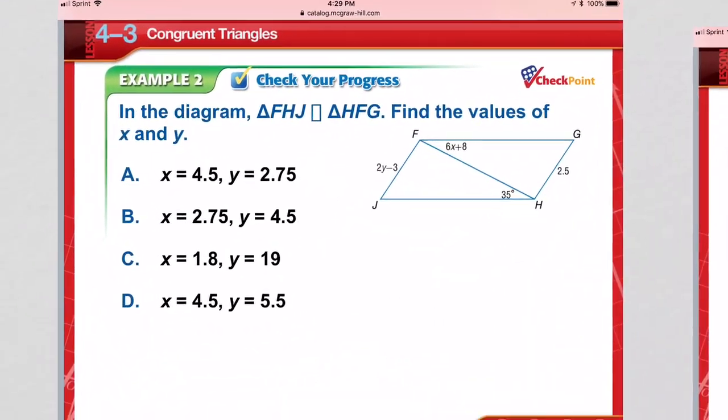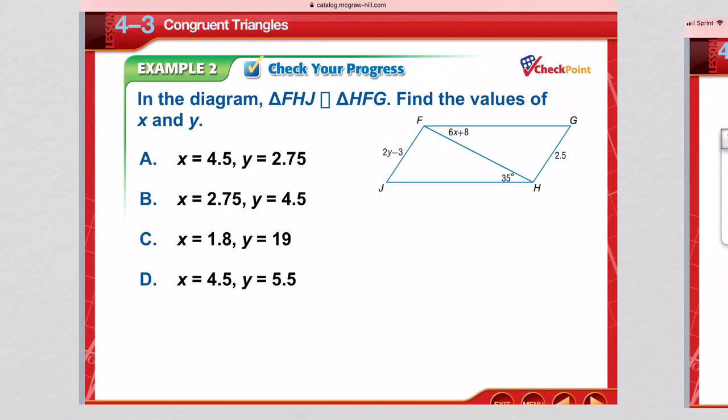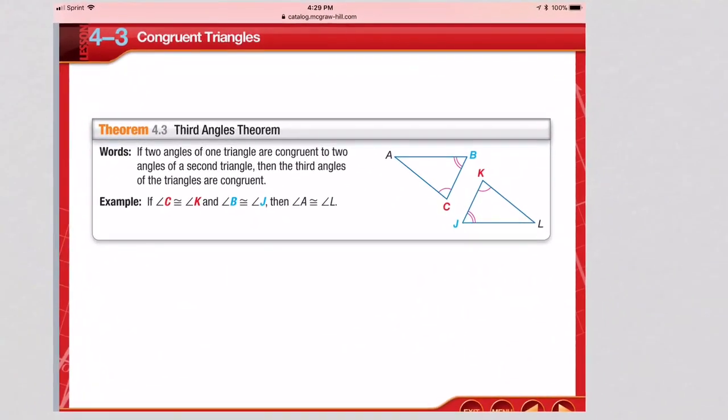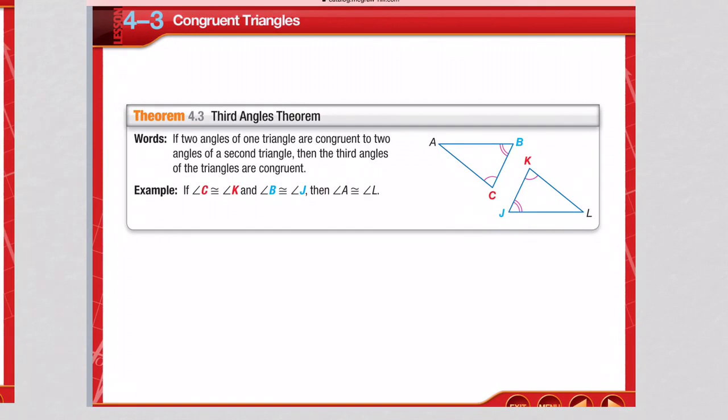So the next thing we need to look at is this. I want you to try and see if you can start with some equations for x and y. Here is our congruent statement for the triangles. Okay, so now that you have that, last thing we need to talk about is the third angles theorem.